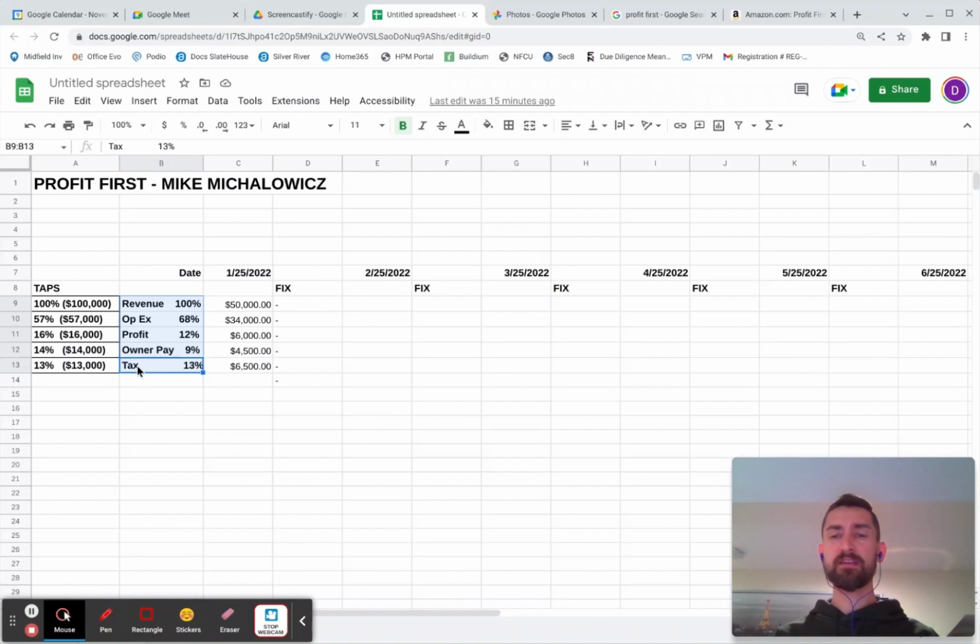Mike Michalowicz, the author, tries to get you to have a separate bank account for taxes, because he wants you to just forget about that money once it comes in, rather than having it sitting there waiting to be paid. In essence, it's borrowed money, and you're going to be paying it anyway. These are close to the TAPs for my business. My business is not bringing in $100,000 in revenue a month, but I use this number to round off and make it easy.